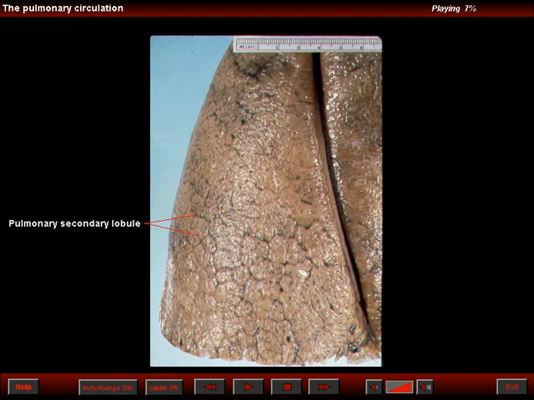This is a close-up of a formalin-fixed lung specimen where we can see polyhedral structures that represent the pulmonary secondary lobule. The reason that we see the walls of the secondary lobule is because they are impregnated with hemosiderin-laden macrophages. This is seen particularly with chronic congestive heart failure or with amphotic pigment.